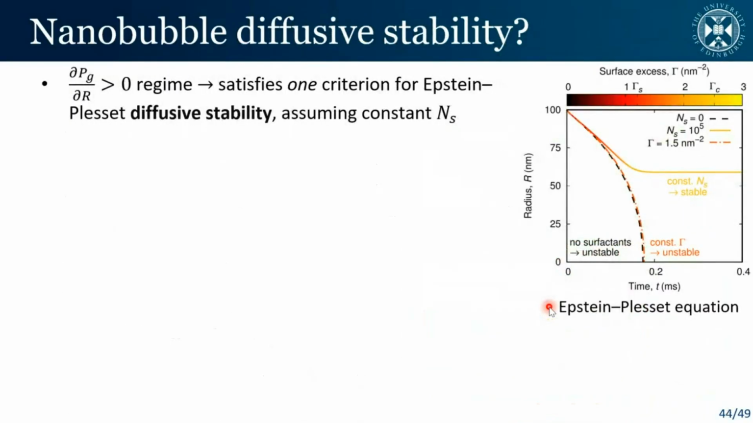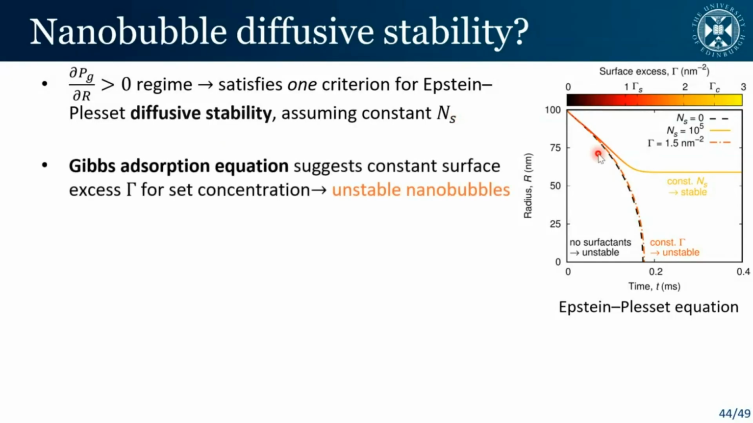So we're potentially satisfying one criterion for Epstein-Plesset diffusive stability, but we are taking quite a significant assumption that the number of surfactants on the bubble surface remains constant during this dissolution process. This is one limiting behavior. The other limiting behavior would be that instead of a constant number of surfactants, we have a constant surface excess for a given surfactant concentration in the bulk liquid, which is given by the Gibbs adsorption equation. So if we had a constant surface excess, we have a constant surface tension, and the bubbles again would remain unstable. So it's this varying surface tension which would potentially give stable nanobubbles.